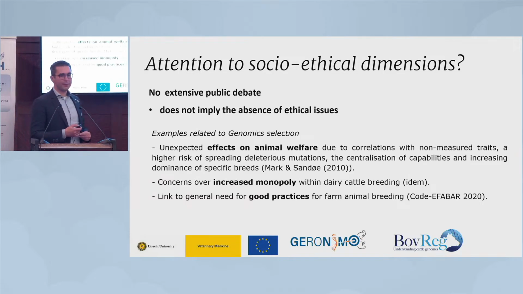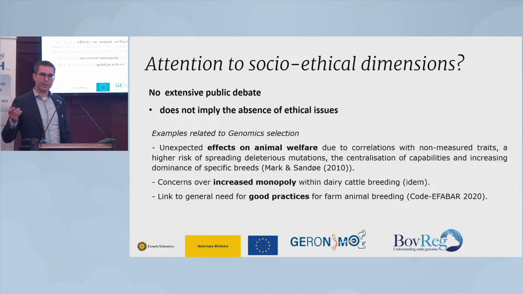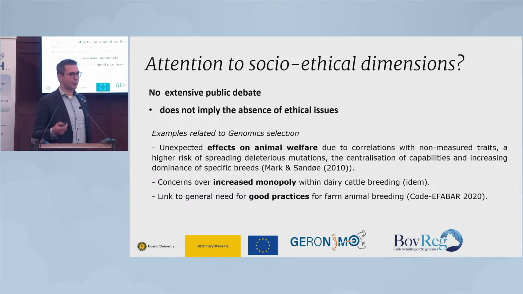Because we still have, for instance, in terms of genomic selection in BOVREG, in the literature already, examples of effects on animal welfare, mostly unexpected, or at least not unintended. Questions about increased monopoly, so the idea is, are farmers still free to choose their own breeds, or are they becoming more and more dependent on breeding companies? Linked to general needs for good practice for farms and breeding. So do you have codes within the professional field that help us to enable the discussion?